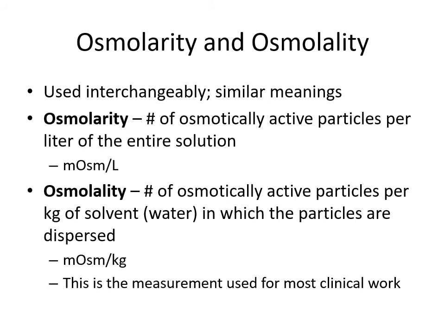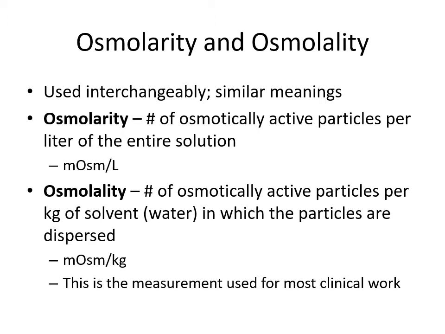Now, just as a technical clarification of osmolarity versus osmolality, you'll see them used interchangeably, and because we're human beings and we're made out of water, it works most of the time. They're technically a little bit different. So osmolarity is the number of osmotically active particles per liter of solution. So here we have our milliosmoles per liter. Osmolality is the number of osmotically active particles per kilogram of solvent in which the particles are dispersed. This is milliosmoles per kilogram, and this is what you'll see in most clinical work.